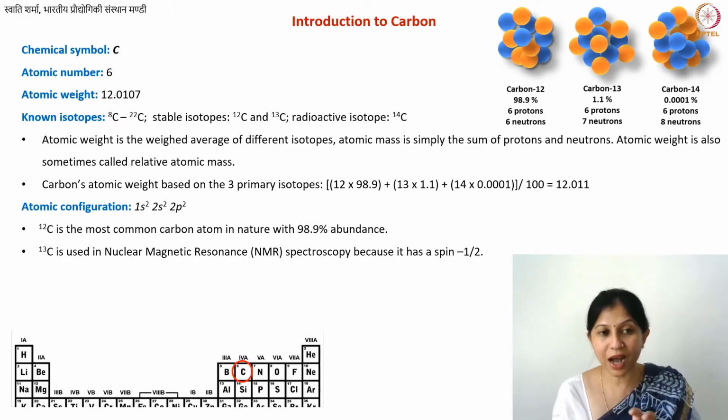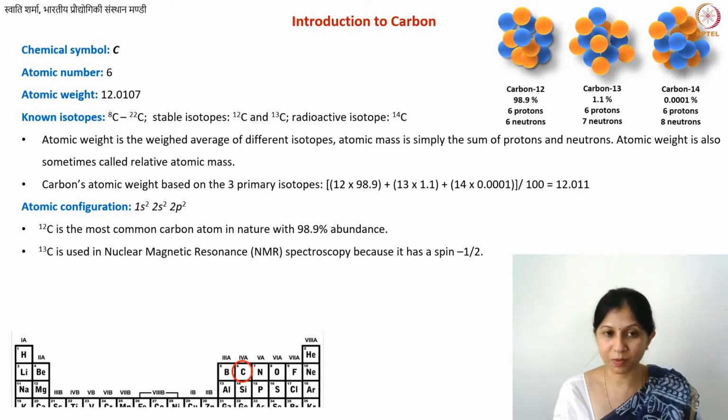Okay, so now when you have C13, then you see there is an odd number, and that is why the value of spin quantum number that you get is 1/2. Okay, so this particular atom of carbon is NMR active. So this is very extensively used in NMR spectroscopy.